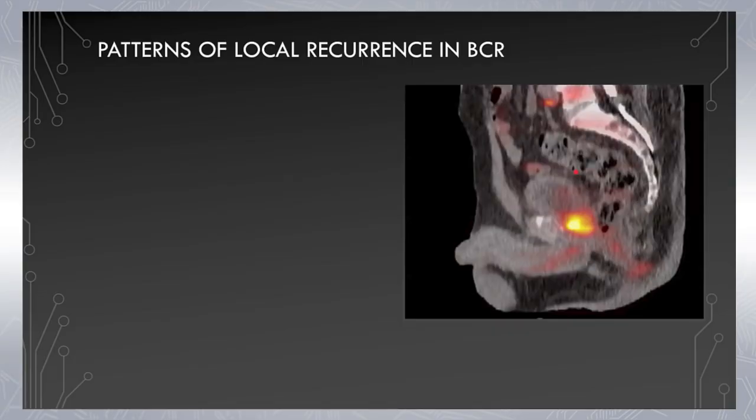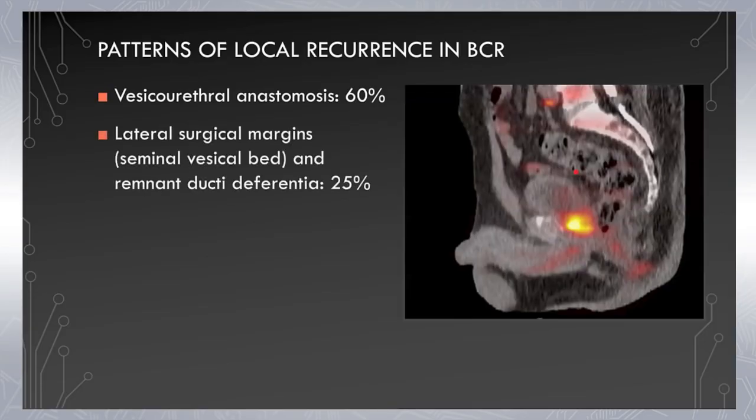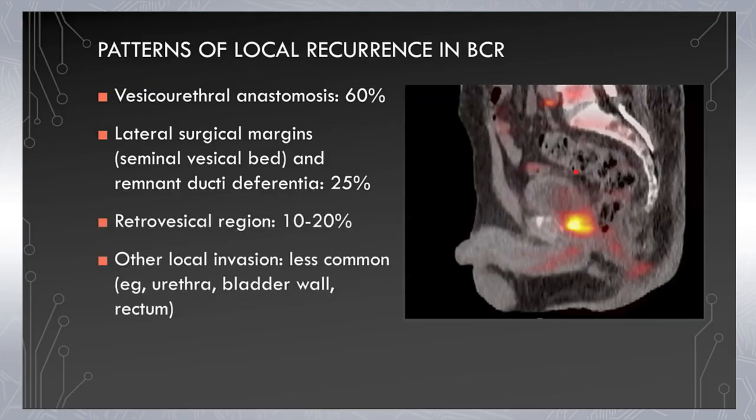the most common sites of disease are as follows. The vesicourethral anastomosis, 60% of the time. At the lateral surgical margin and remnant ductus deferentia, 25% of the time. And the retrovesical region, approximately 10 to 20% of the time. Note also that there may be other areas of local invasion, including the bladder, the urethra, and the rectum.